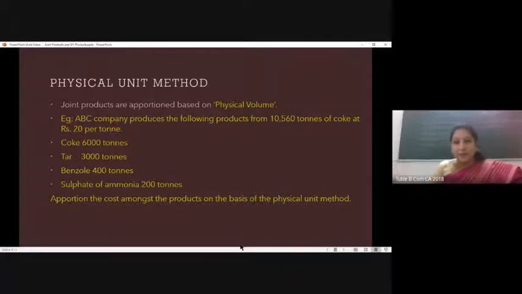There is one example given here: a company produces 10,560 tons, and the cost per ton is 20 rupees, and the different joint products are listed as coke, tar, benzol, sulfate of ammonia. All these are put under different categories under the different joint products. And now let's look at how to solve this.